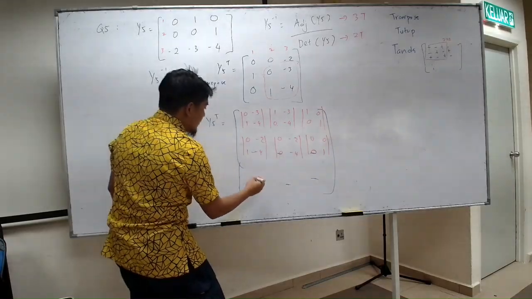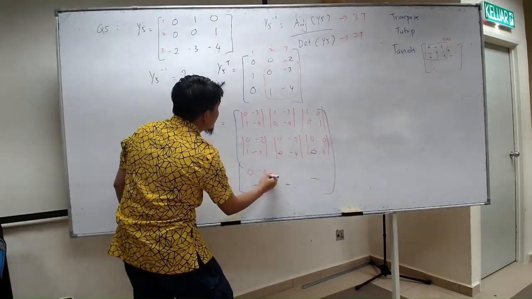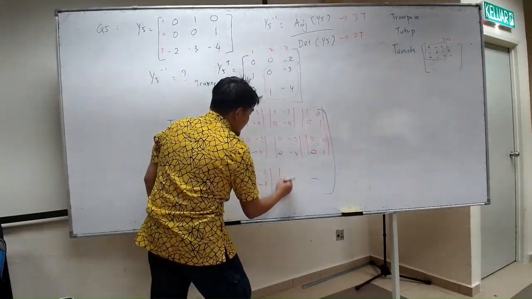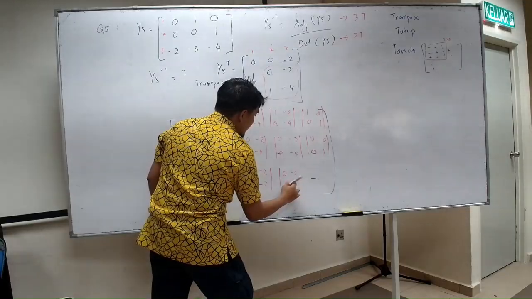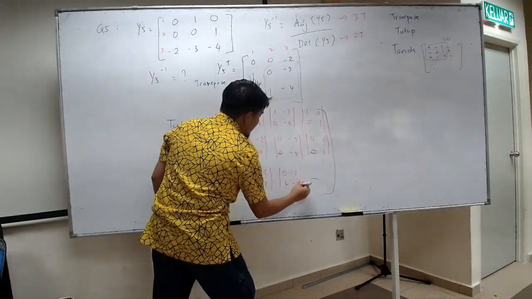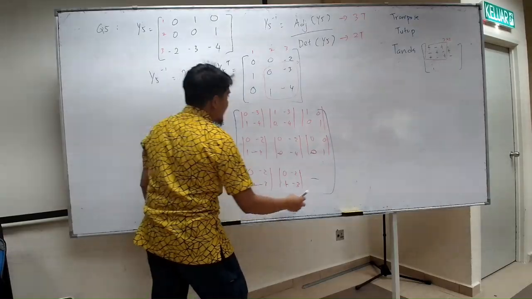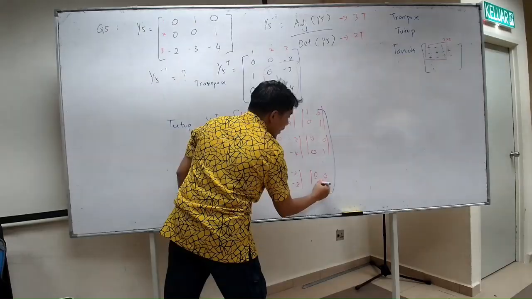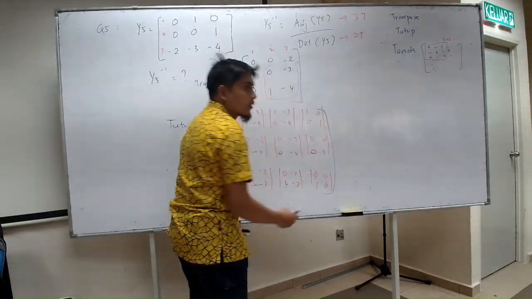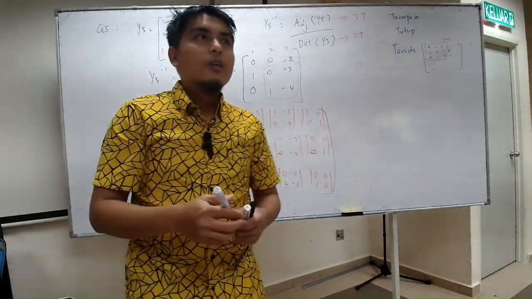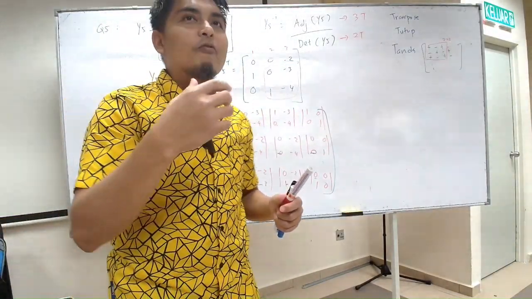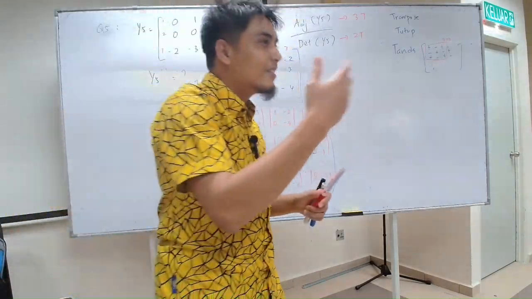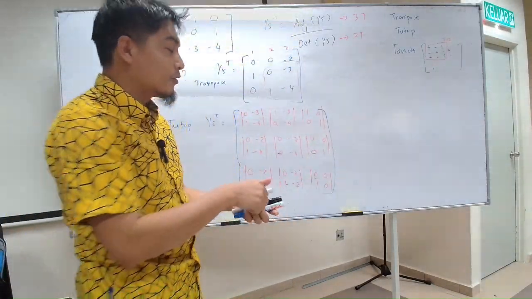And then after that, 0, -2, 0, -3. And then 0, -2, 1, -3. And finally 0, 0, 1, 1, 0. Is it correct? So are you happy with the matrix with many 0? Yes. Easier. If the matrix doesn't have any 0, it's quite difficult to solve it.